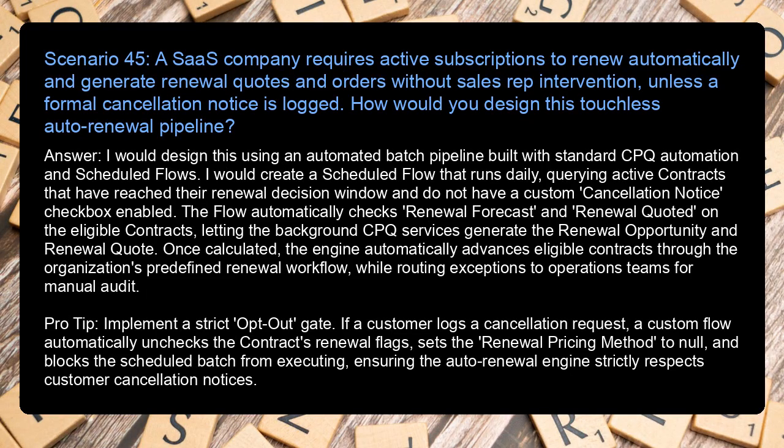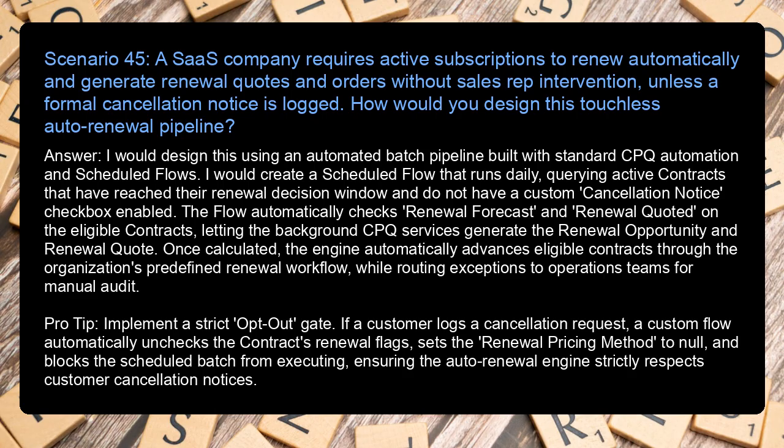A SaaS company requires active subscriptions to renew automatically and generate renewal quotes and orders without sales rep intervention, unless a formal cancellation notice is logged. How would you design this touchless auto-renewal pipeline? Answer: I would design this using an automated batch pipeline built with standard CPQ automation and scheduled flows. I would create a scheduled flow that runs daily, querying active contracts that have reached their renewal decision window and do not have a custom cancellation notice checkbox enabled.